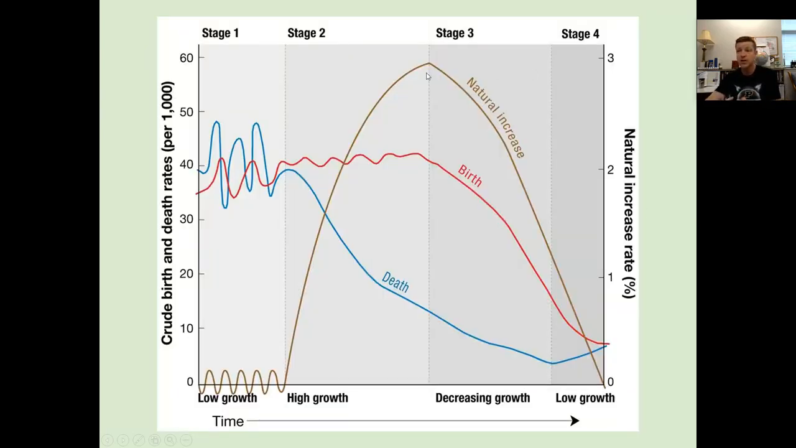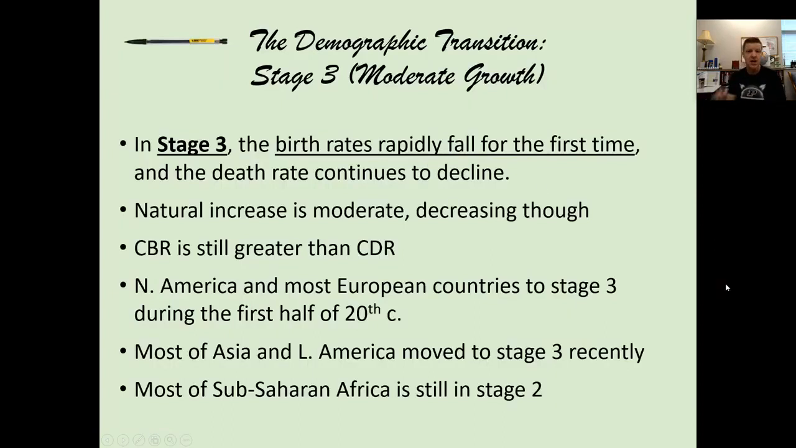So let's move to stage 3 for the very first time. We're going to see the birth rate drop. In stage 3, birth rates rapidly fall for the first time. And you start to see natural increase rates decreasing a little bit, right? The birth rate is still greater than the death rate. But what happens is you have this change in the way of thinking about having children, right? Economic changes in stage 3 induce people to have fewer offspring.